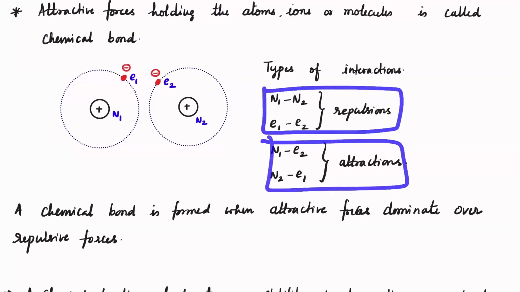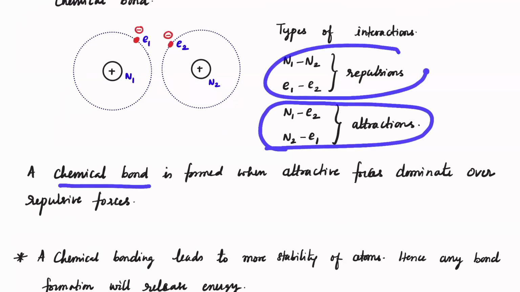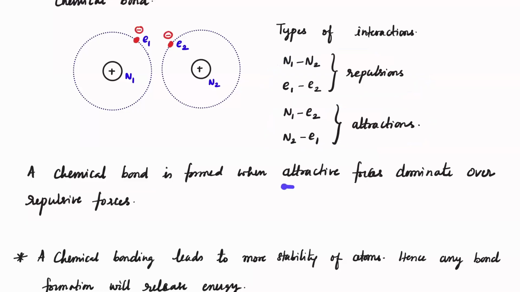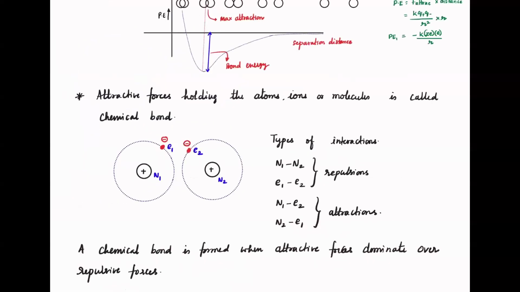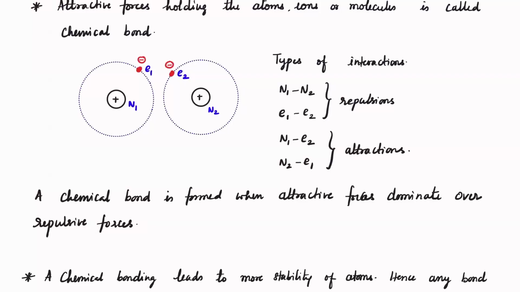We say a chemical bond is formed when the attractive forces overpower the repulsive forces. So when attractive forces dominate over the repulsive forces, we say the bond has been formed. I suppose you got an idea about what chemical bonding is. Okay. Check.